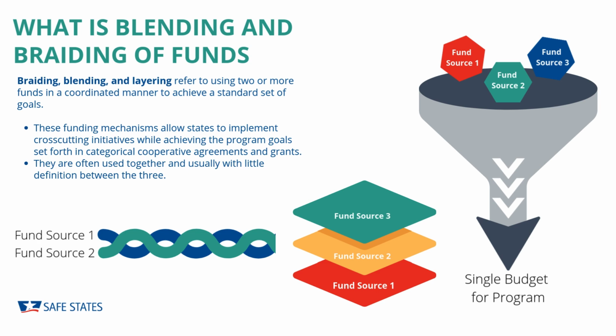grants and cooperative agreements. The terms blended, braided, and layered are often used together and usually with little definition between the three. It's also common to see them used in conjunction with each other.